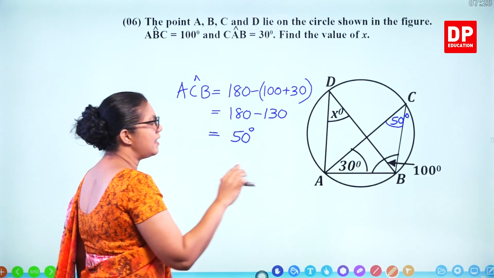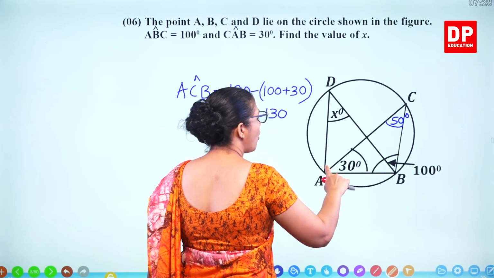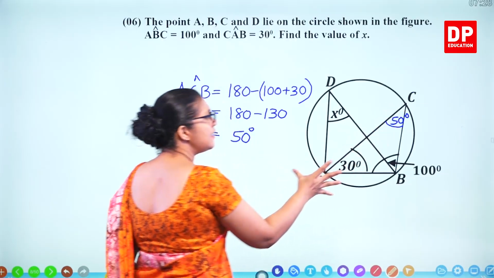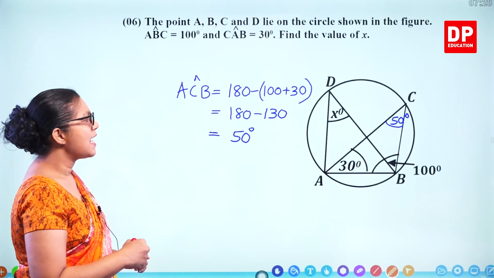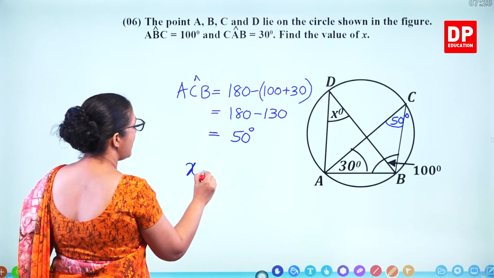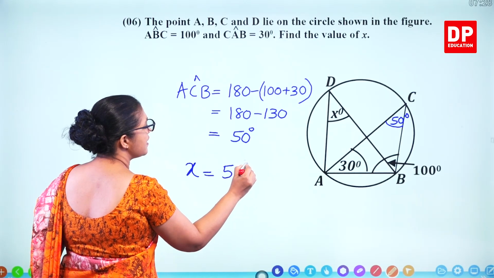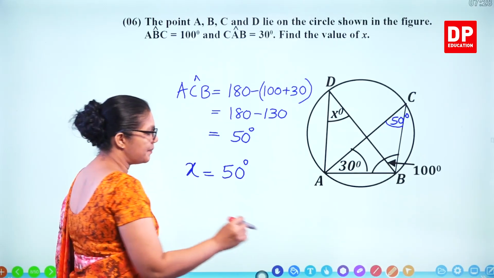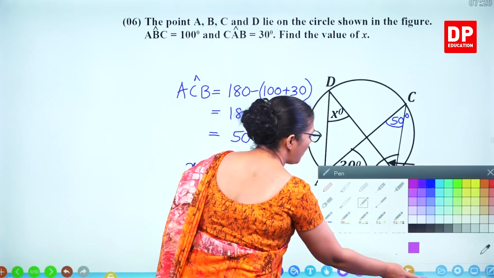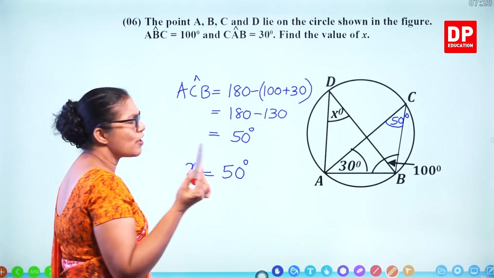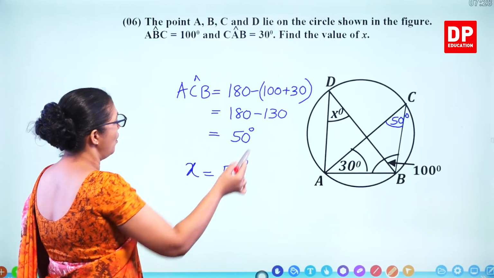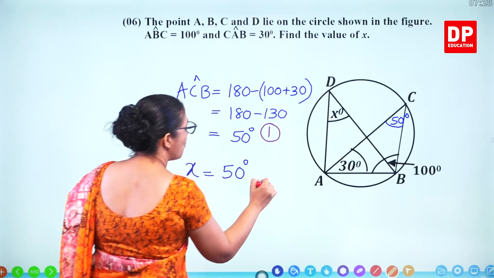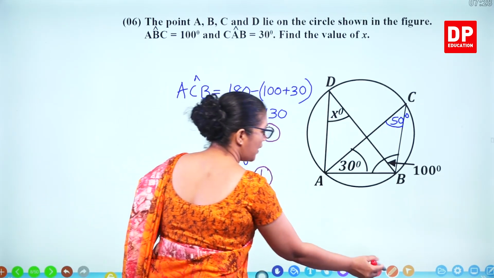Now look at carefully. When you take AB chord, so here this angle and this angle both are same segment angles. So what is X value? X becomes 50 degrees. Same segment angles are equal. So you don't have to write all these details because you get only 2 marks. So 1 mark to identify this is 50 and 1 mark for X value.